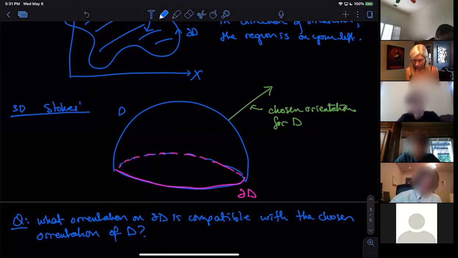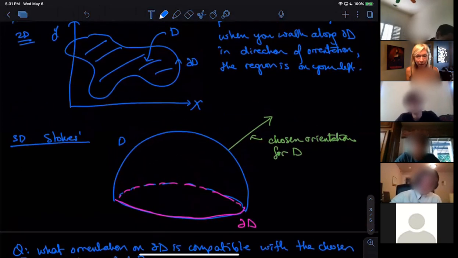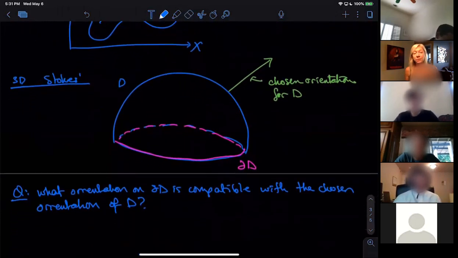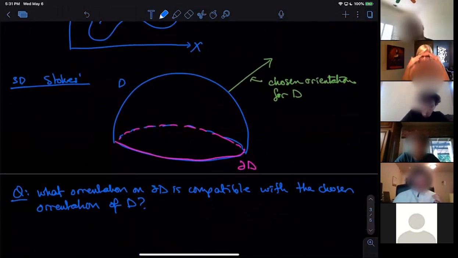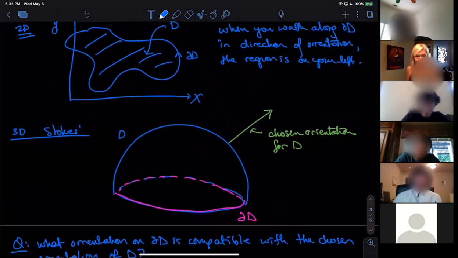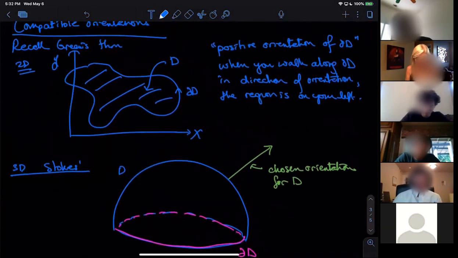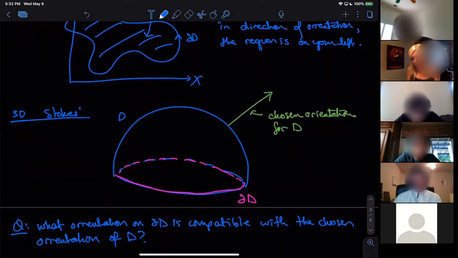It's really close to the description we gave for Green's theorem or for positive orientation, but now we have to decide which way is up. We didn't have to decide which way is up before. Up for Green's theorem, up in 2D, is the direction of the z-axis, no problem. But here, we've chosen up to be the orientation for D. Up is the green direction.